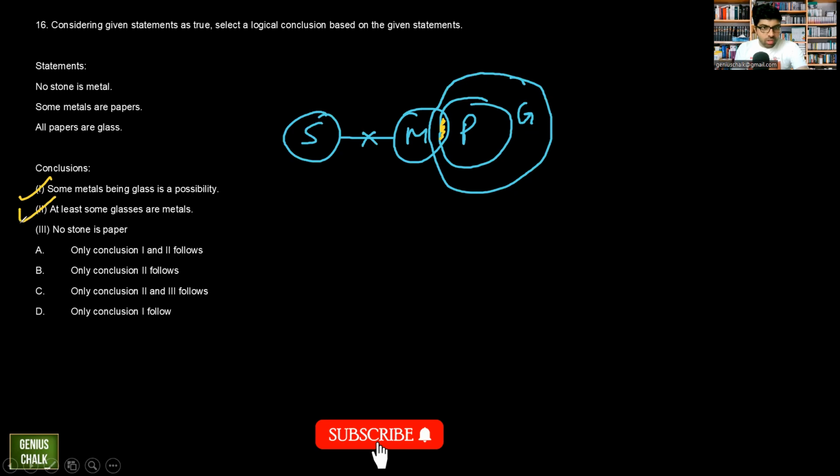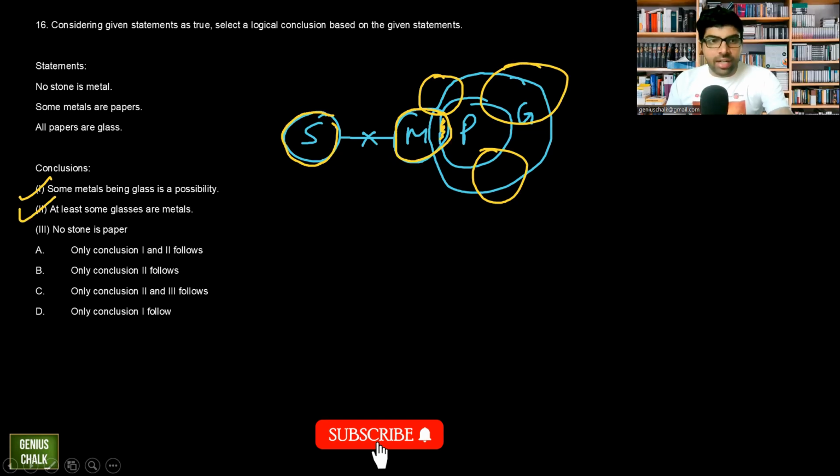Second is also correct. No stone is paper. No. Why? Because stone is only related with metal with no relation. Stone could be here or it could be here. It could be here, right? So we have so many possibilities. And whenever we have so many possibilities, in this syllogism chapter, we never take that statement as correct in which we have some possibility that it may not be correct as well. So no stone is paper.